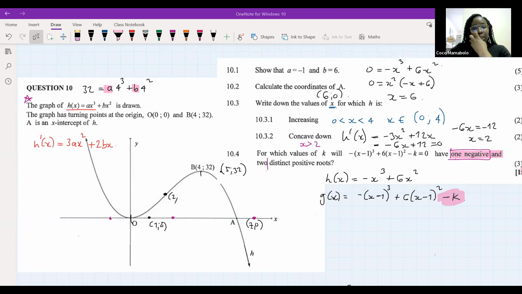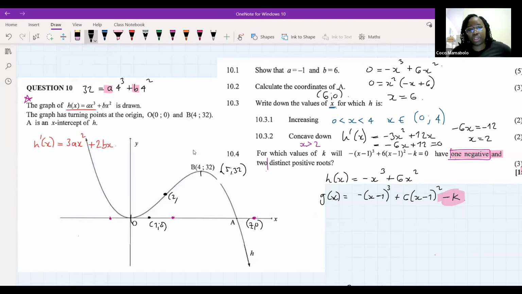Okay, all right. So if we find the values for x, right? If we find the new y-intercept of this graph, we're going to make x equal to 0. Okay, we're going to make x equal to 0. So we can actually find a value for this new graph.